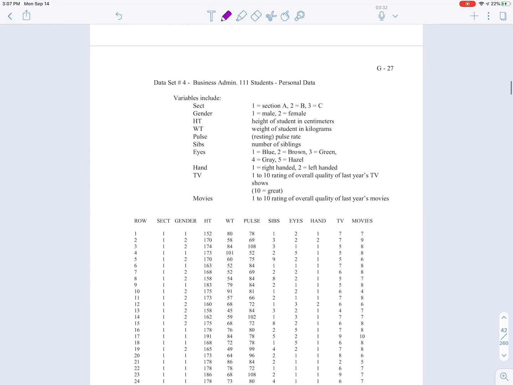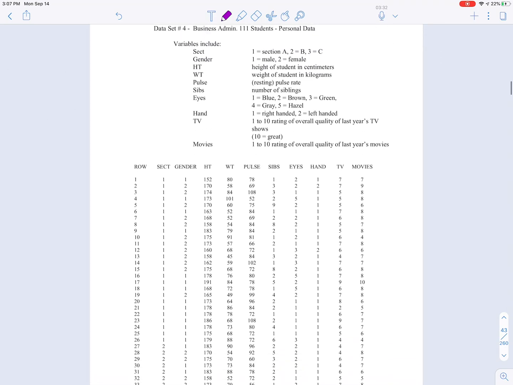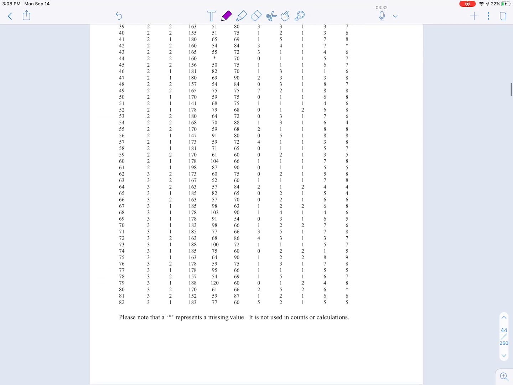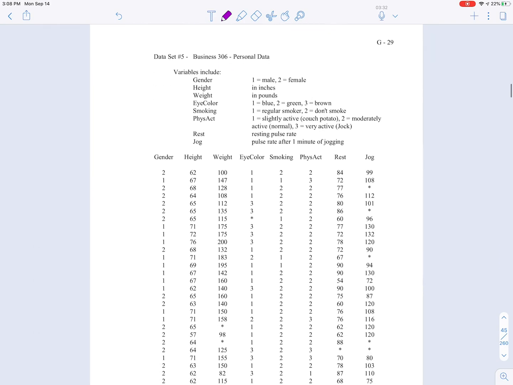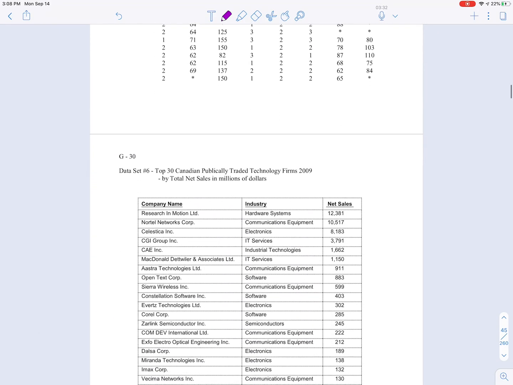Business 111 students, some personal data. In fact, this is really similar here then to, yeah, this is actually, I think, the Stats 101 data, similar to that. And then we've got Business 306, some personal data, and we'll take a look at that later.